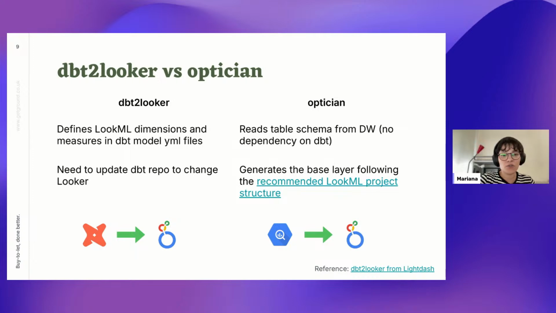So we decided to build a tool decoupled from dbt. And that's how Optician was born. Instead of reading from the dbt configuration files, Optician reads directly the table schema in the data warehouse. So you can get all fields in the table, their descriptions, and their data types. And it generates a LookML view with all of your dimensions.